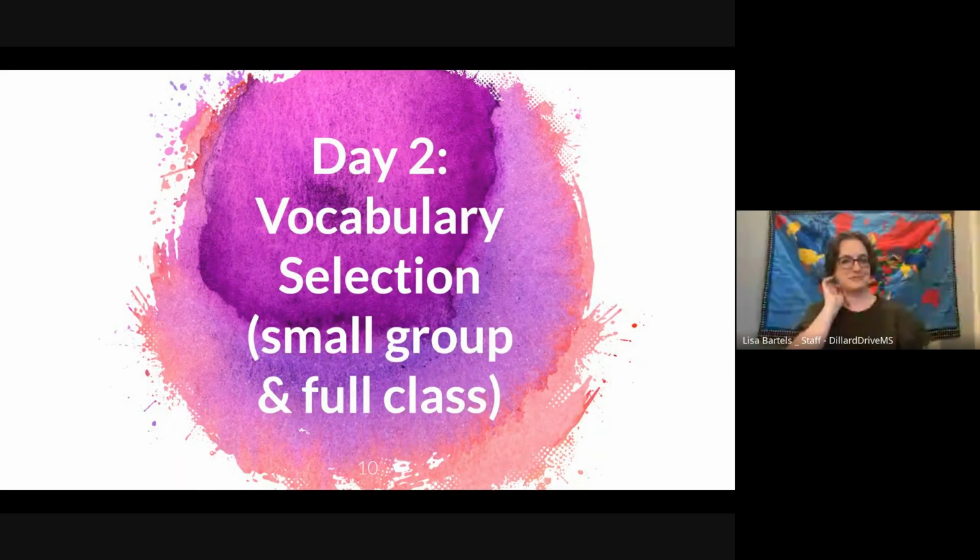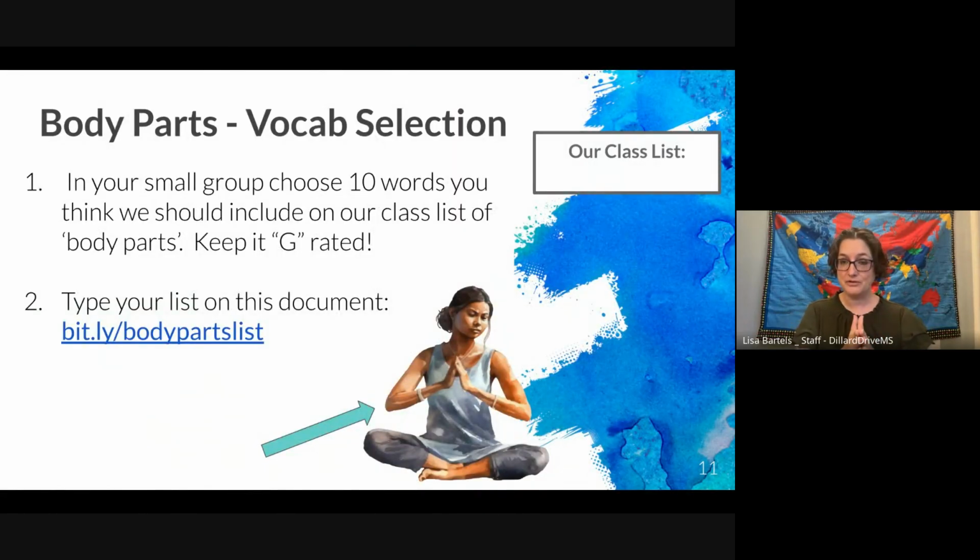So on the second day of class, I put the kids into small groups, and I'm still not giving them a list of vocabulary words. I'm going to tell the students now, take the work you did yesterday, and gather in your group to identify 10 words that you think we should include on our class list of body parts. So I want the target language words, keep it G-rated. I teach middle school, so when we talk about body parts, it can go off in bad directions. So we're going to keep this G-rated, but give me 10 words that your group together agrees on.